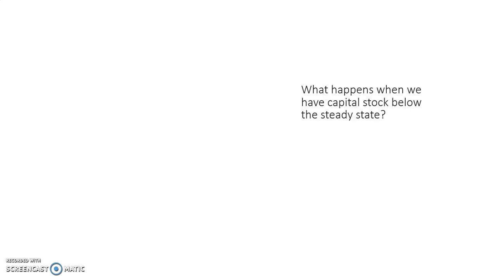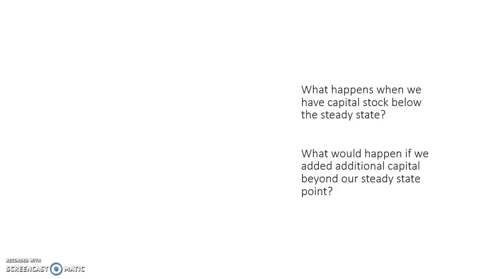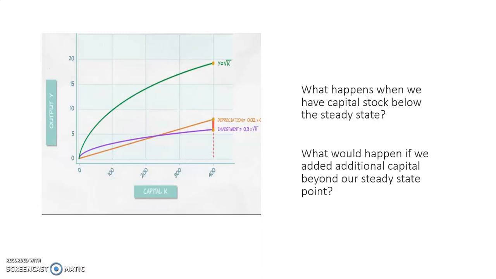What happens when we have capital stock below the steady state? What will happen if we add additional capital beyond our steady state point? Use the same graph as from the previous slide. It's investment, depreciation, and the output as a function of capital. So this is the curve, and this is called Solow growth. A similar diagram, this is Solow growth.